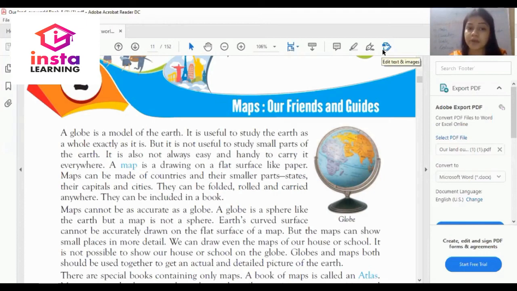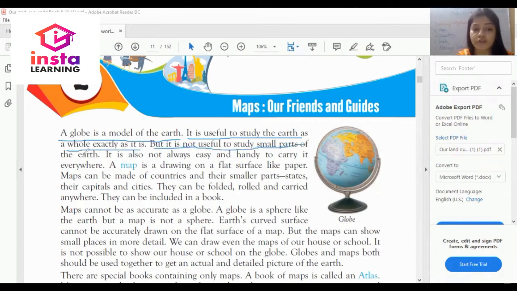What is a map? Dear student, as you all know, a globe is a model of the earth, as you can see on my screen, and we have already studied in our previous lecture what a globe is. A globe is a model of earth. Why is it useful? It is useful to study the earth as a whole exactly as it is. But it is not useful to study small parts of the earth.